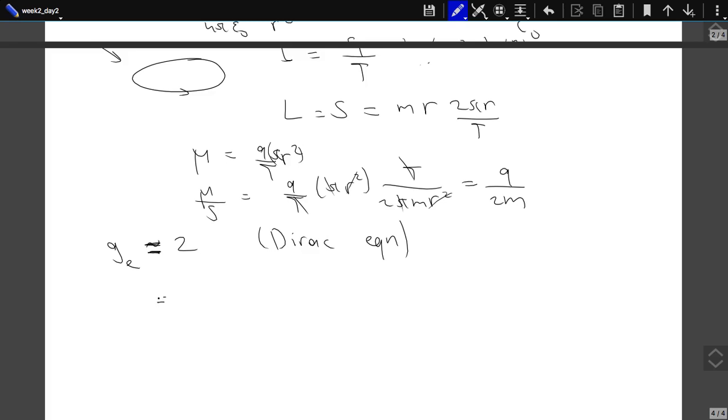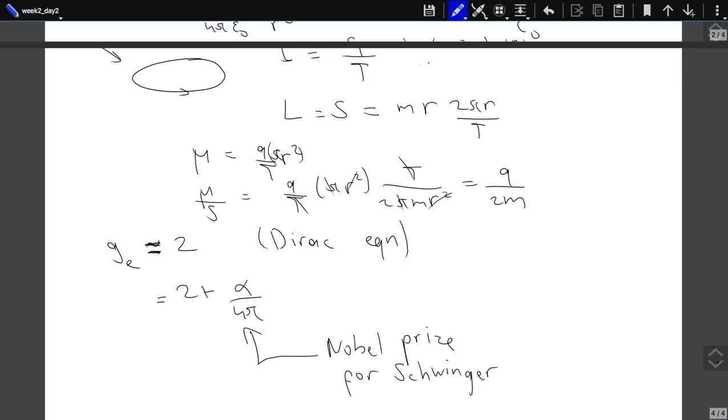From Dirac's equation, g is equal to 2. I think the next correction should be 2 alpha over 4 pi. We can calculate it, and this is the Nobel Prize for Schwinger. So he got the Nobel Prize for calculating that correction of alpha over 4 pi. And nowadays we know this number up to, I think, 24 digits after the decimal point. We can also measure it experimentally up to 24 digits after the decimal point, and they agree with each other.